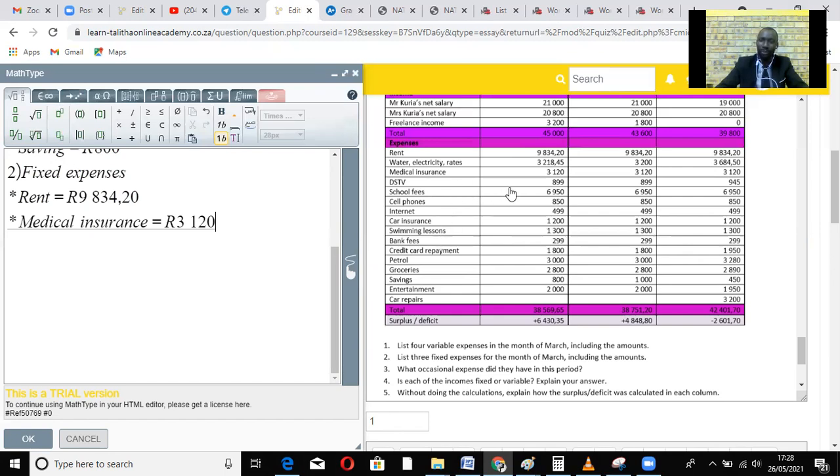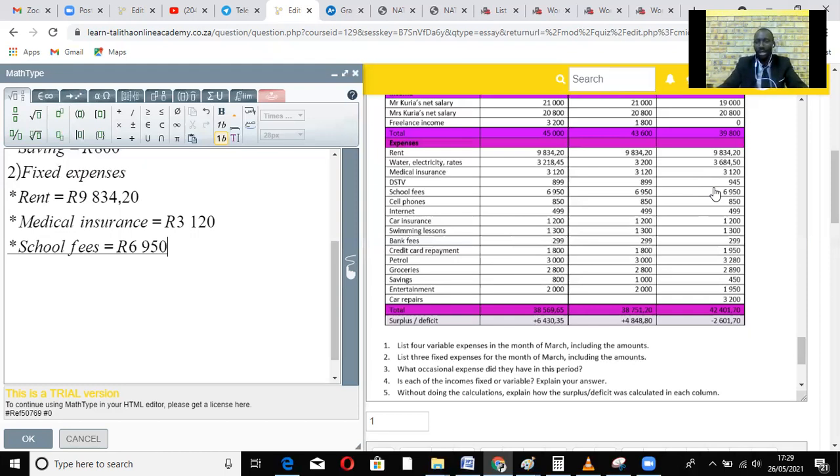For example, school fees. School fees was paid in March as 6,950. It was budgeted to stay the same, and it actually stayed the same. And so school fees becomes one of the fixed expenses. So we include it right away. We say school fees as one of the fixed costs is 6,950.